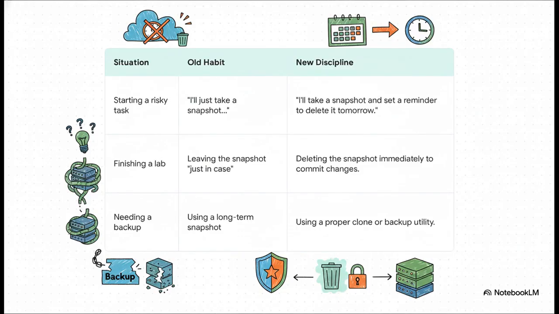The old habit, when you're starting a risky task, is to just say, I'll take a snapshot, and then you move on. The new discipline is, I'll take a snapshot, and I'm setting a calendar reminder to delete it tomorrow. See the difference? Or when you finish a lab session, the old habit is to leave the snapshot there, just in case. The new discipline, you delete it immediately and commit those changes.